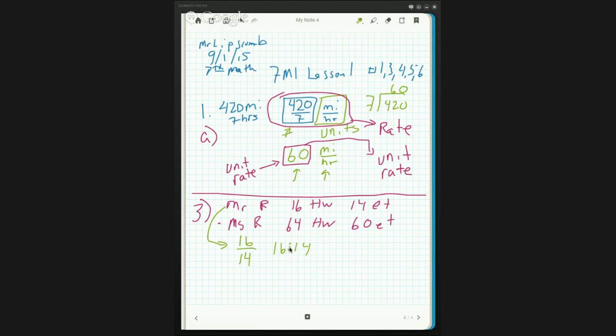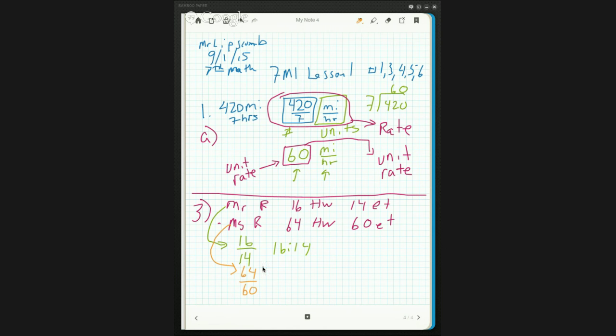Remember, we can write our ratios using this colon mechanism, but we don't really like that. We like to write it usually as a fraction because it's just more familiar to us. Let's write Mrs. R's in orange, and then we'll write hers as 64 to 60. Now these are ratios. We can write them as rates if we include our units.